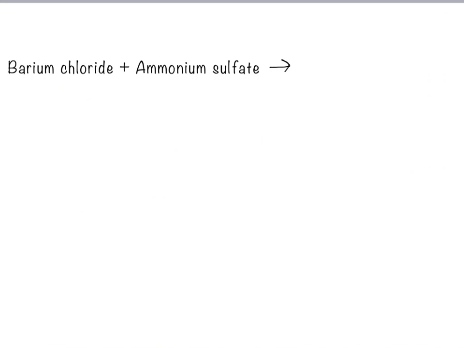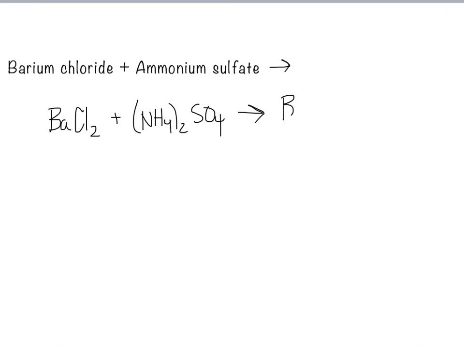Alright, in this problem we have barium chloride. Barium is 2 plus, chlorine is 1 minus, so the formula is BaCl2. Ammonium sulfate, ammonium is 1 plus, sulfate is 2 minus, so the 2 comes down. That's the formula for ammonium sulfate. What's going to happen is that you're going to have the cation of the first, which is barium, combining with the anion of the second, which is sulfate. Because they're both 2 plus and 2 minus, they're equal and opposite, they cancel.